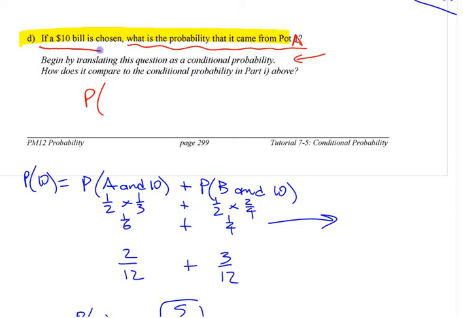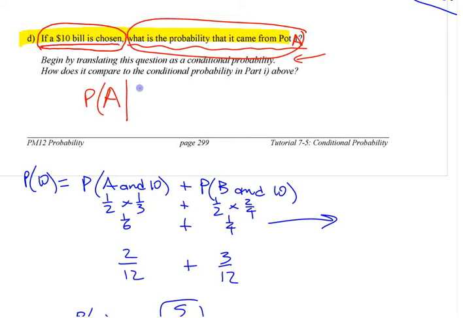It says if it's a $10 bill chosen, they tell you a $10 bill is chosen. So that's not the thing that comes first here. That's not what we want to know the probability of. It says what's the probability of A, but the condition is if it's a 10 that's chosen. So this is: what is the probability that it came from A, given that you ended up with a 10?